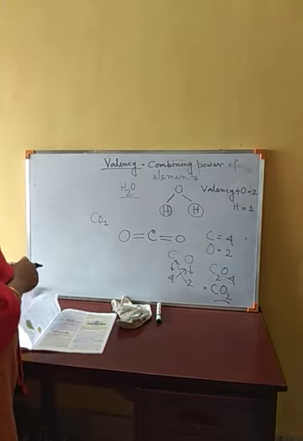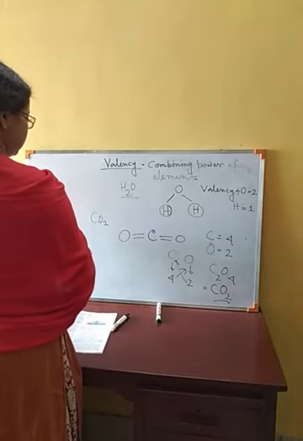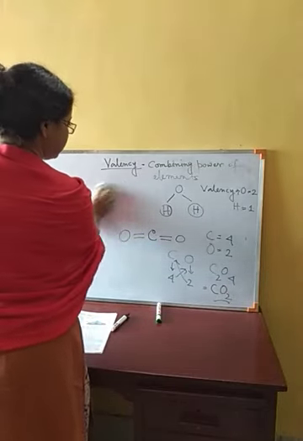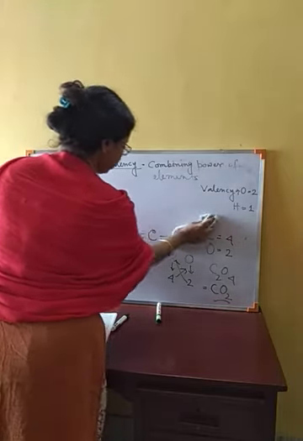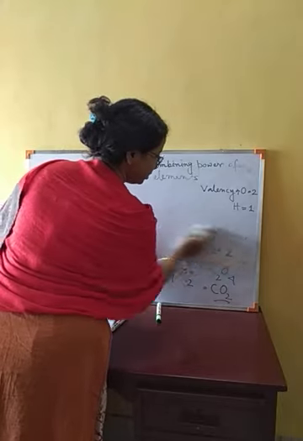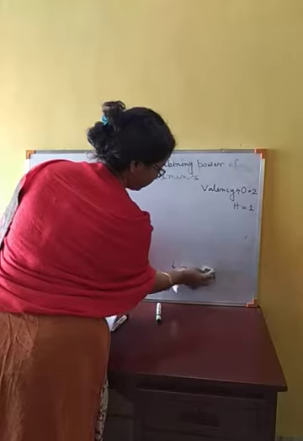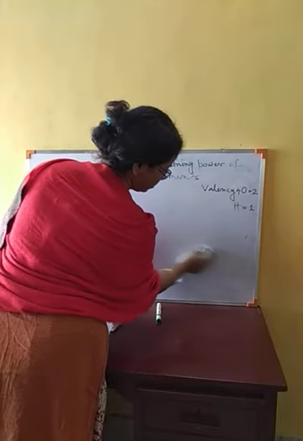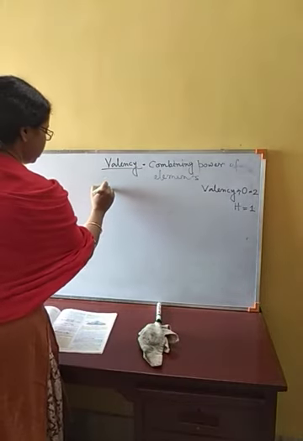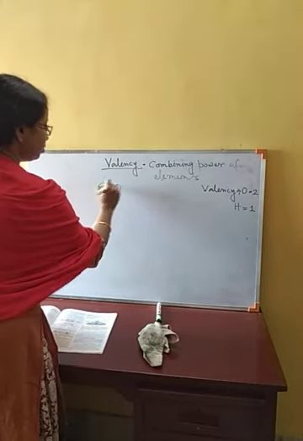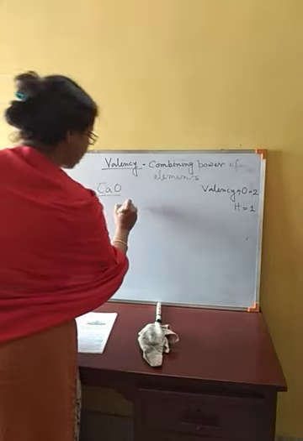Okay, now what happens if we see the formula of calcium oxide? Different oxides are there, no? So let us see how the formula of calcium oxide will be. What will be the formula of calcium oxide? CaO, this is the formula. Now how will we draw this?